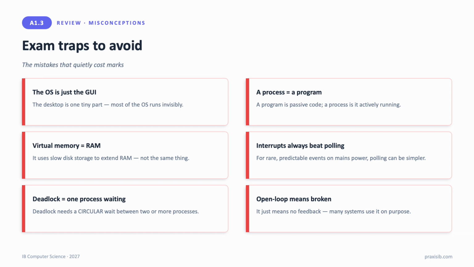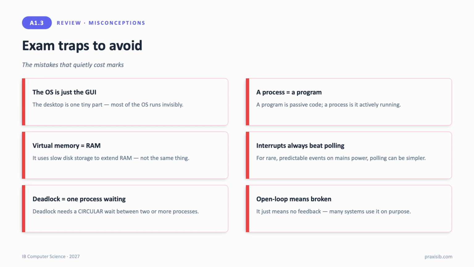Before we wrap up, let's go over the traps that quietly cost students marks. Knowing this is genuinely worth as much as knowing the content. 1. The operating system is not just the graphical interface you see. The desktop is a tiny part, and most of the operating system runs invisibly. 2. A process is not the same as a program. A program is passive instructions. A process is that program actively running.